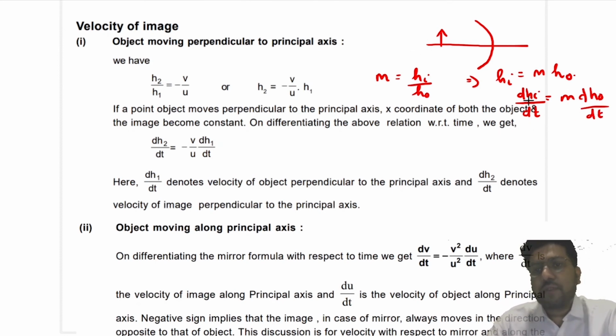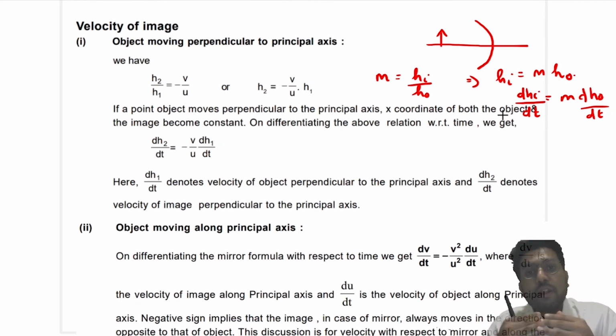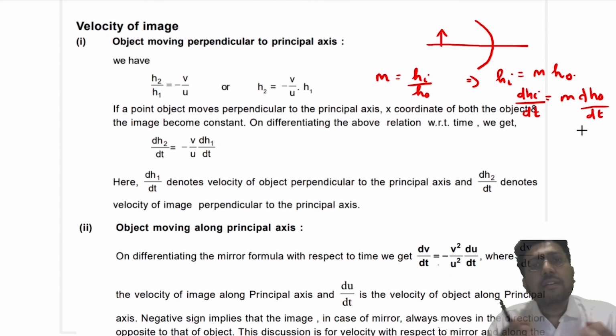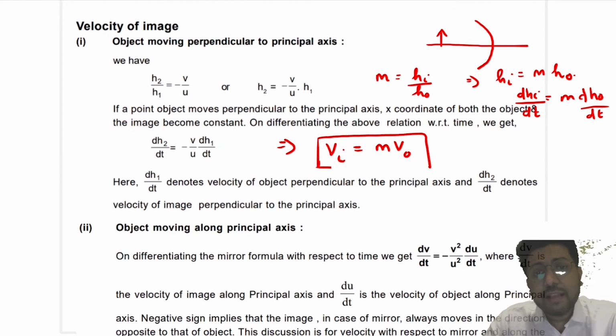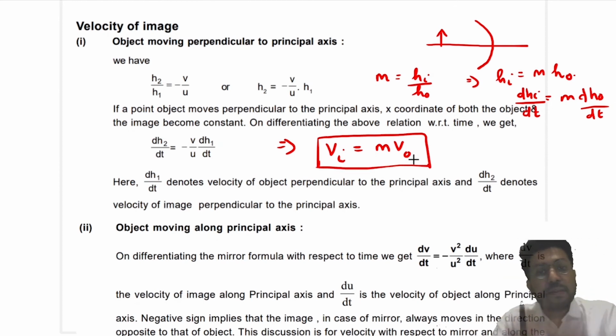Okay. So from here, dhi by dt is nothing but the velocity of image, and dho by dt is nothing but the velocity of object. So from this you get the relation: velocity of image is equal to m times velocity of object, when the object is moving perpendicular to the principal axis, right? When the value of m is negative, then velocity of image is opposite to velocity of object.